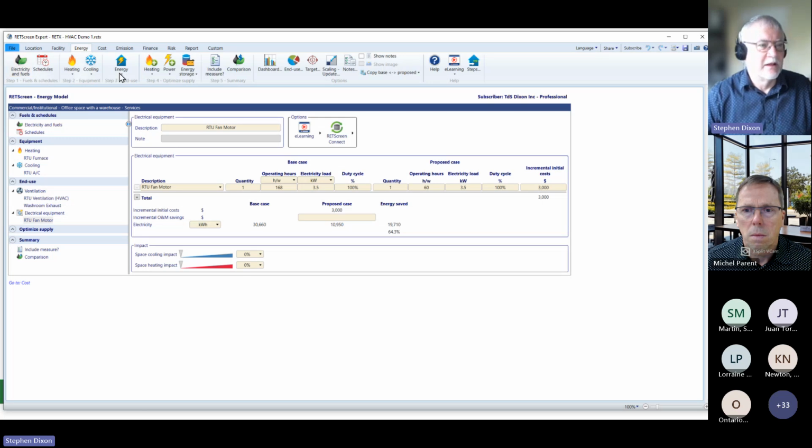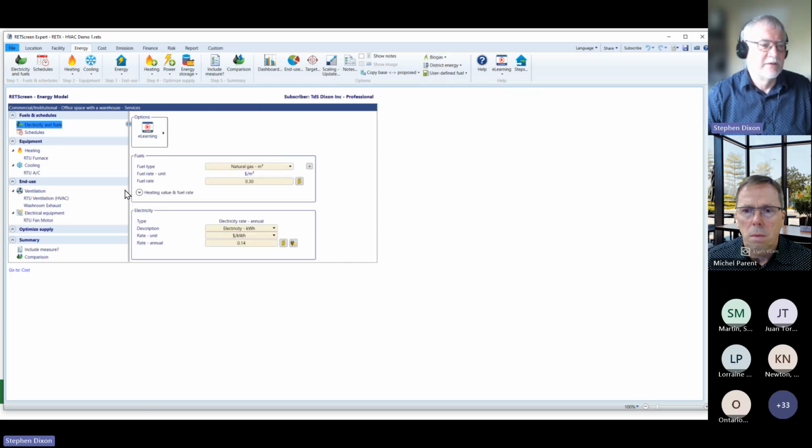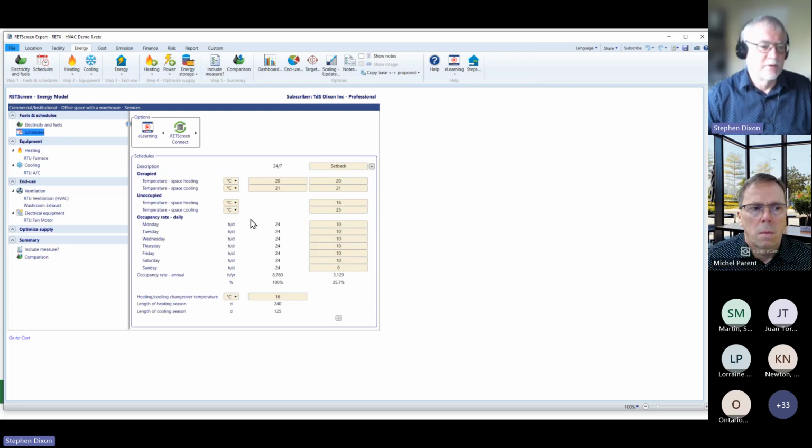So you can usually follow across the top here in terms of using RETScreen, but I'm going to follow down the left-hand side here, the little tree on the left side. We'll take a look at all the different elements. So we have electricity and fuels. This is where we specify the fuels that we're using, electricity, and the prices. Then we have schedules. So here we have a 24/7 schedule, which is what we have in our existing situation, and our proposed situation will have a setback schedule.